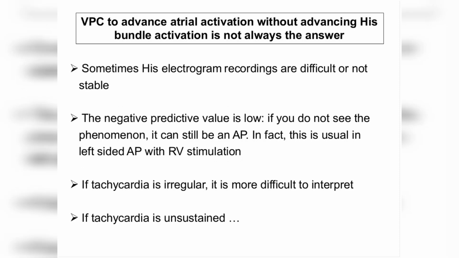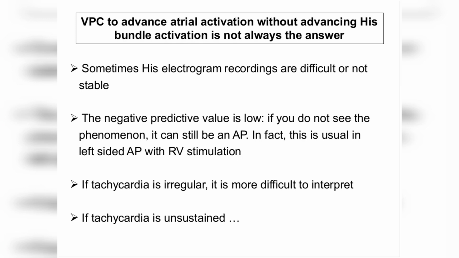Now, you all know that the key way to make the differential diagnosis between regular supraventricular tachycardias is to introduce TPCs during the tachycardia. Now, if we see an advance of the atrial activation when the HIF is refractory, then this makes the diagnosis of the presence of an accessory pathway. However, the issue is that this is not always the case. So the negative predictive value of this maneuver is low.